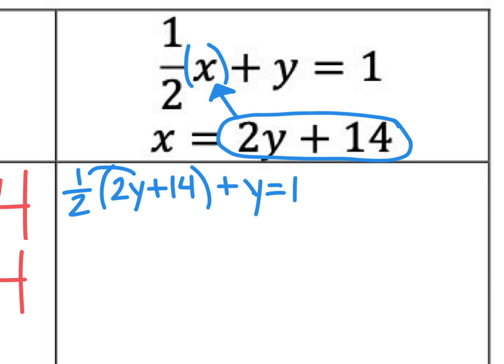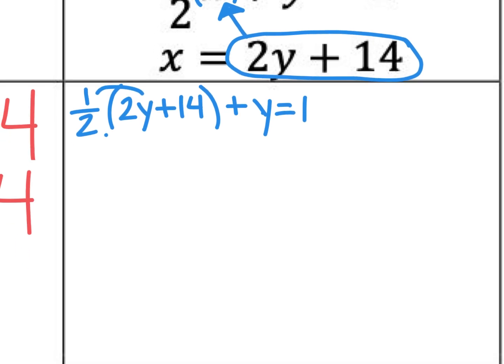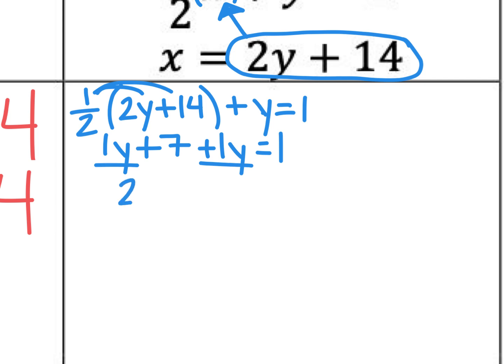We're going to distribute. Half of 2 is 1. Don't forget your y. Half of 14 is 7. Bring down the rest. You can even put the 1 in front of the y if you want. We can collect like terms. Y and y is 2y plus 7. We don't need to move our letters to one side. They're already on one side.